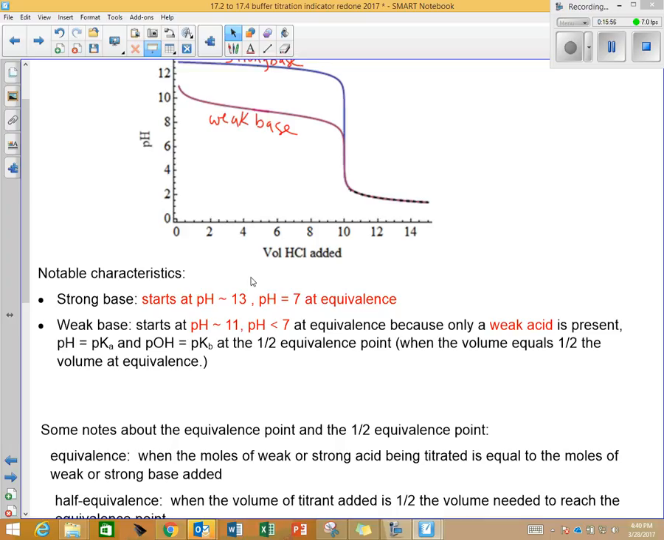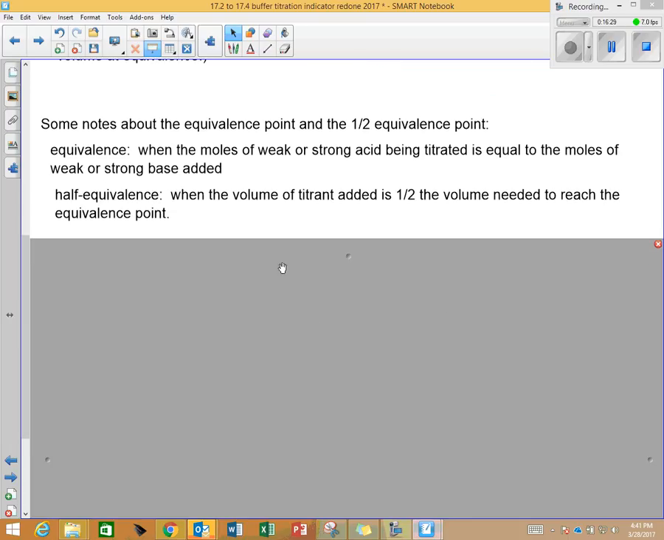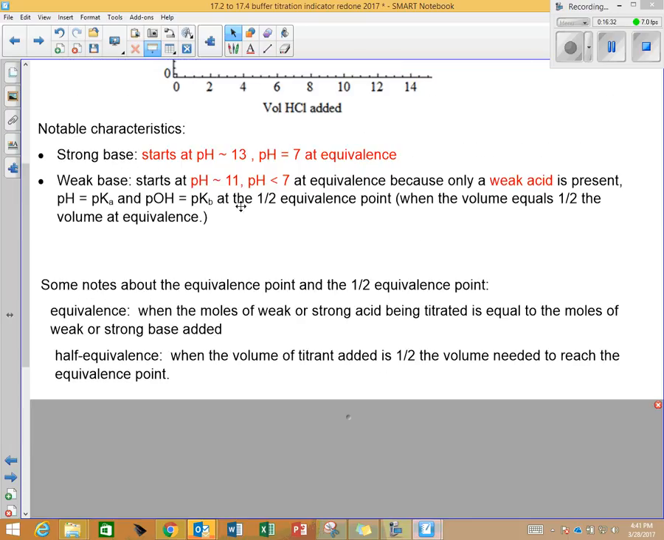So I would know that the pKa for the conjugate acid of this weak base is 9, which says that the pKb for this weak base is 14 minus 9. Because if pH is 9, pOH is 5, so the pKb for this weak base would be 5. Okay, let's see why this is true.